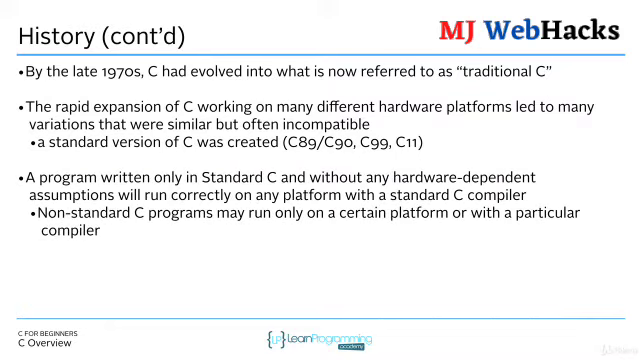A program written only in standard C and without any hardware-dependent assumptions will run correctly on any platform with a standard C compiler. It's always important to have standards. So what we're really saying here is there used to be many different variations of C, and we started to standardize it in 1989. And by standardizing, we can now run it basically anywhere. We don't have, oh, hey, Microsoft is going to release their version of C, Google's going to release their version of C. We don't have that problem anymore. We standardized it. If you have a non-standard version of C, it might not work on different operating systems or devices. So standardization is important.